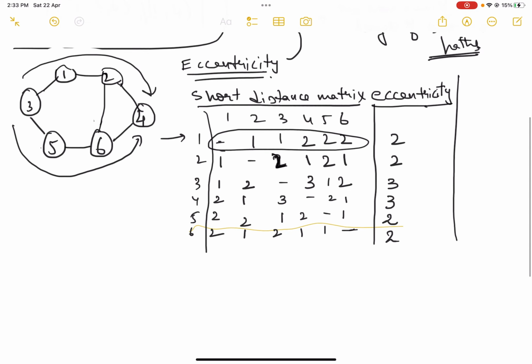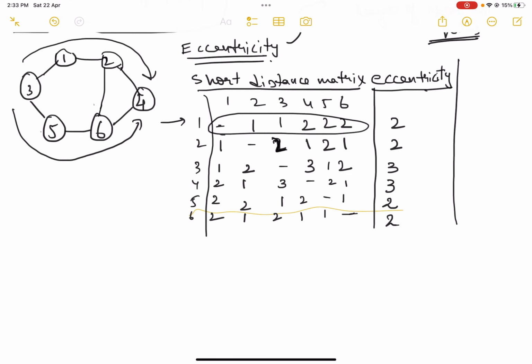So eccentricity, as we have defined it, is the maximum of the shortest paths possible from a given node to every other node in the graph. So the eccentricity of node 1 is 2, eccentricity of node 2 is 2, eccentricity of node 3 is 3, eccentricity of node 4 is 3, eccentricity of node 5 is 2, eccentricity of node 6 is also 2. Now, so we have understood what eccentricity is.